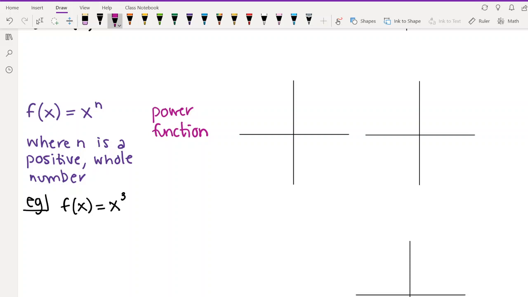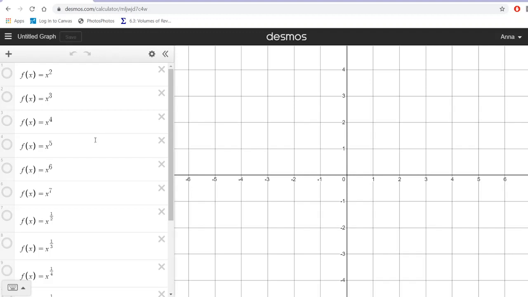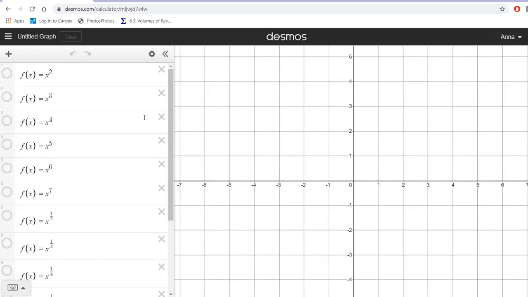I want to take a moment to explore what the shapes of these graphs look like. So I'm going to pull up Desmos. I encourage you, if you have a smartphone, to get the Desmos app or go to the Desmos website and follow along and see if you can also pull up these graphs, because Desmos is a really good tool, and I want to make sure you're familiar with how to use it.